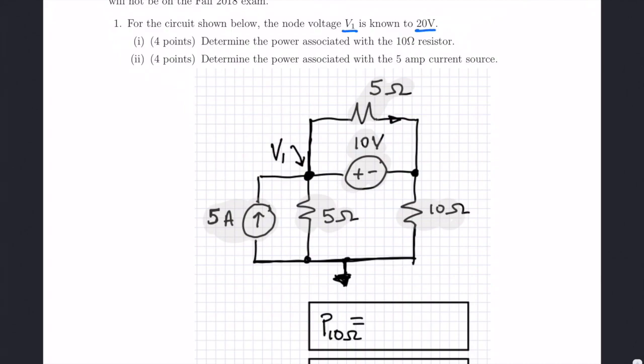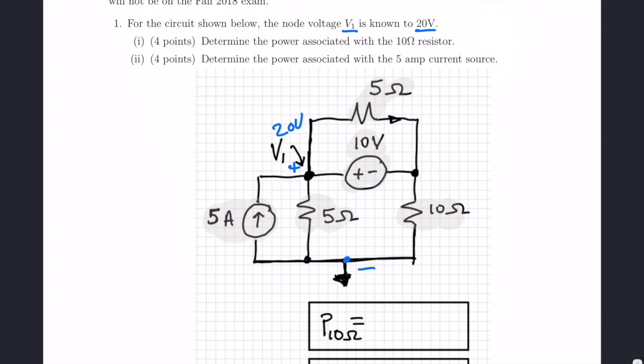And I mentioned in class that if you know the node voltages of a circuit, in general, the circuit's pretty easy to solve from there. So that's what we know in this case. We know that V1 is 20 volts. That'd be between this point right here, plus, and the reference point down here, minus.